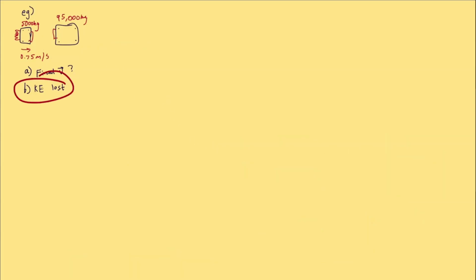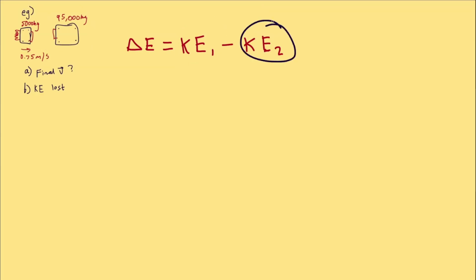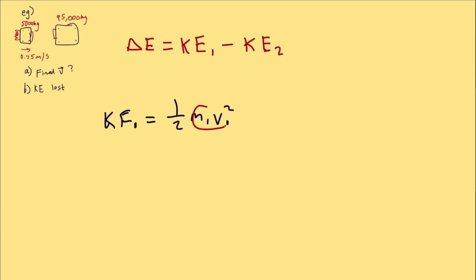The lost kinetic energy. The lost energy would be the change in kinetic energy. So the difference between the kinetic energy at the start versus the kinetic energy after collision. Let's find the initial kinetic energy. We'll use the formula, and we're using the mass and velocity of our supply module. Since the space station is at rest, there is no kinetic energy for the space station.